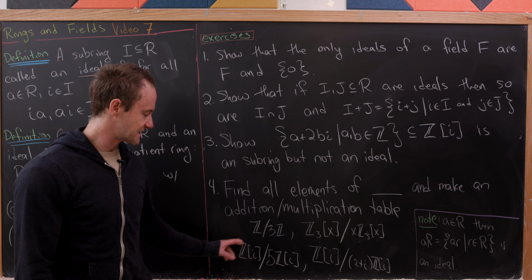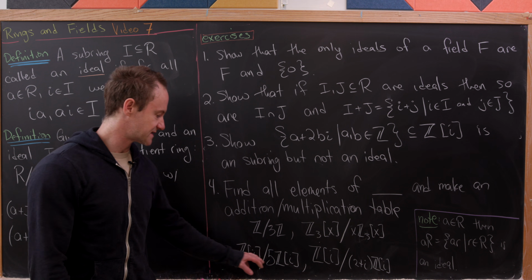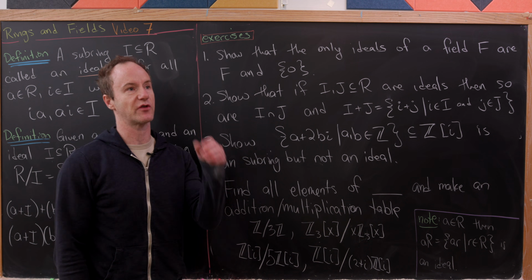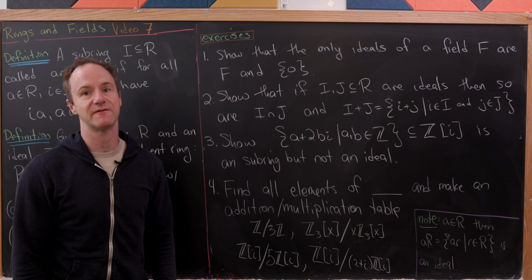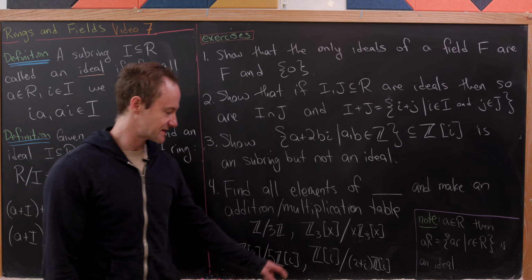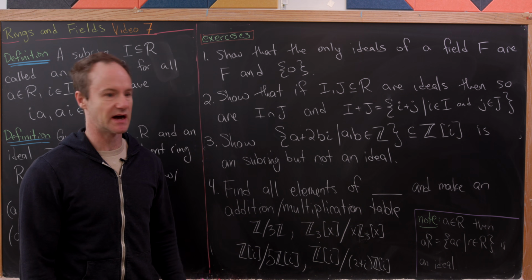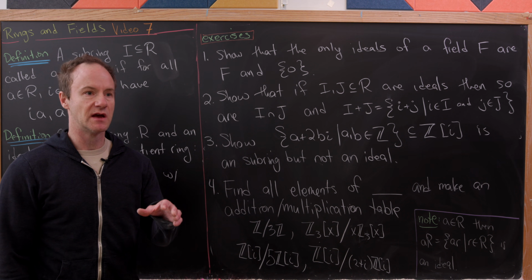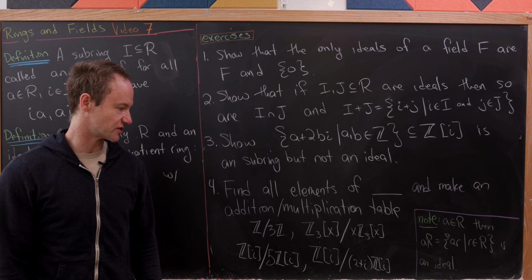And then next is Z adjoin i mod 5 times Z adjoin i. So the ideal here is going to be all elements of the Gaussian integers where the real part and the imaginary part are both divisible by 5. And then next up is Z adjoin i mod 2 plus i times Z adjoin i. So observe that 2 plus i times Z adjoin i, that's going to be every multiple of 2 plus i inside of the Gaussian integers.